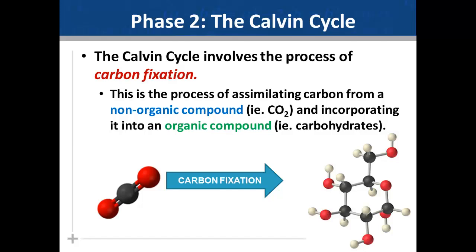So that's what you can see there on the bottom of the screen. On the left-hand side is a molecule of carbon dioxide. And through the process of carbon fixation, that carbon is incorporated or assimilated into an organic compound. If you follow the black here, that is the carbon. You can see the carbon as it has become part of the carbohydrate. And we're going to talk about specifically how that happens in just a moment. But again, you do really want to be familiar with that term carbon fixation. So it's taking carbon from a non-organic compound and making it part of an organic compound.